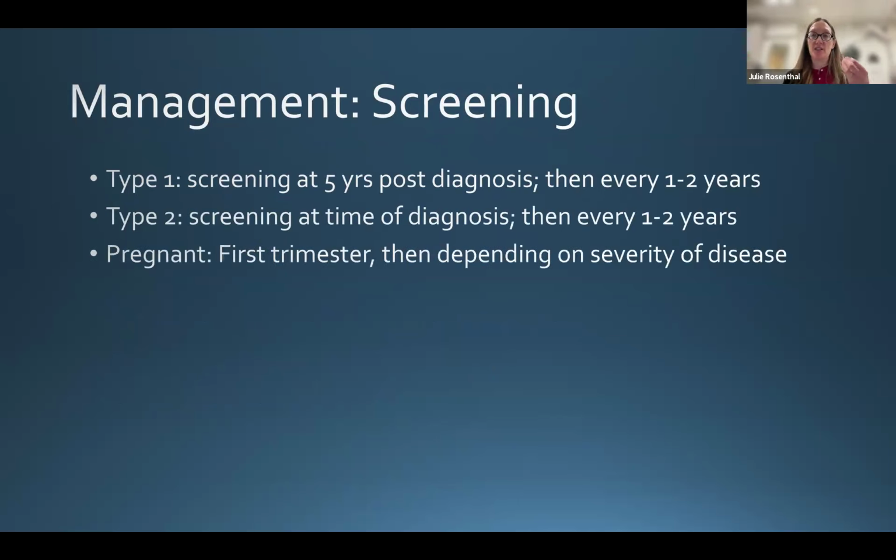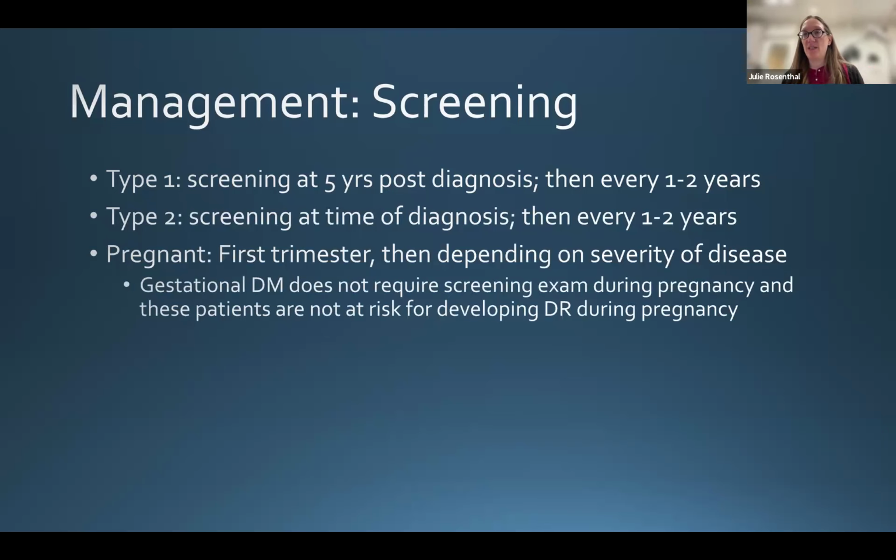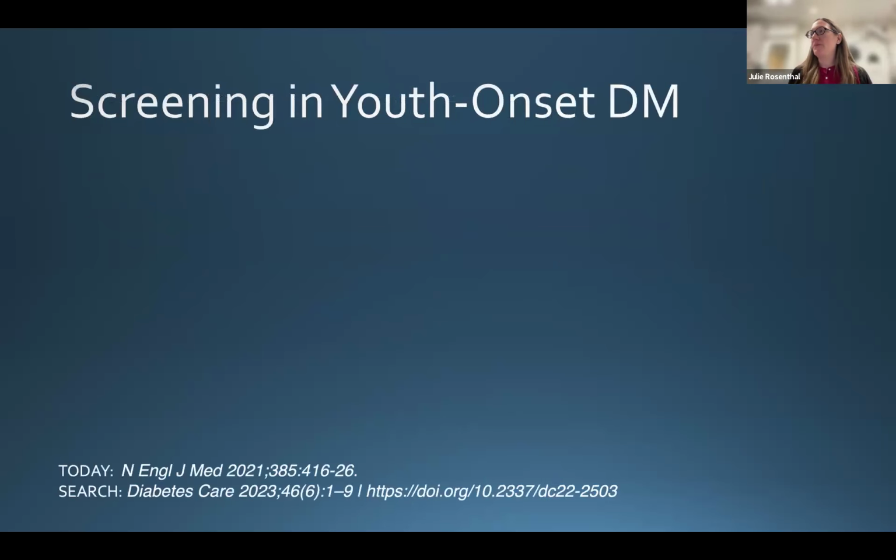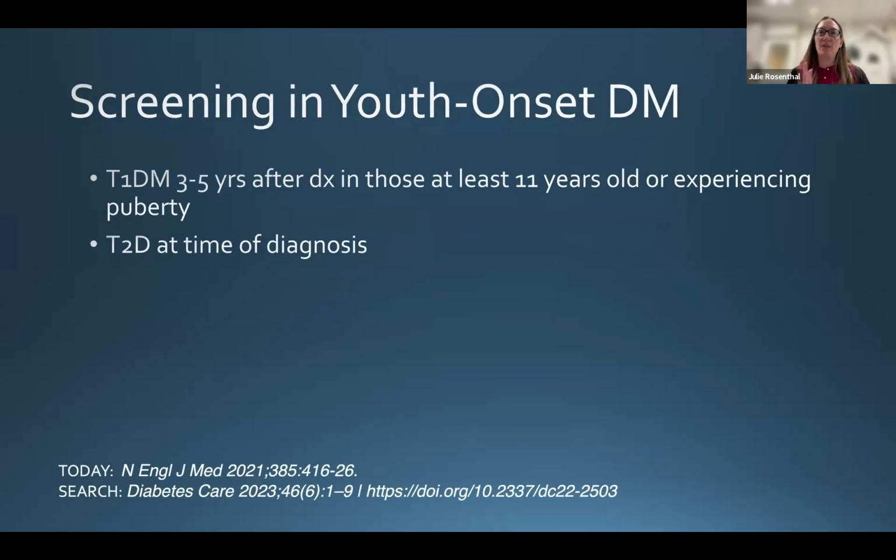Pregnant people should actually get screened in their first trimester. Diabetic retinopathy tends to progress faster during pregnancy. And so it's really imperative that these patients get screened. But those with gestational diabetes don't need screening. If you think about it, duration of diabetes is also important, and they haven't had it for that long if it's just gestational diabetes.